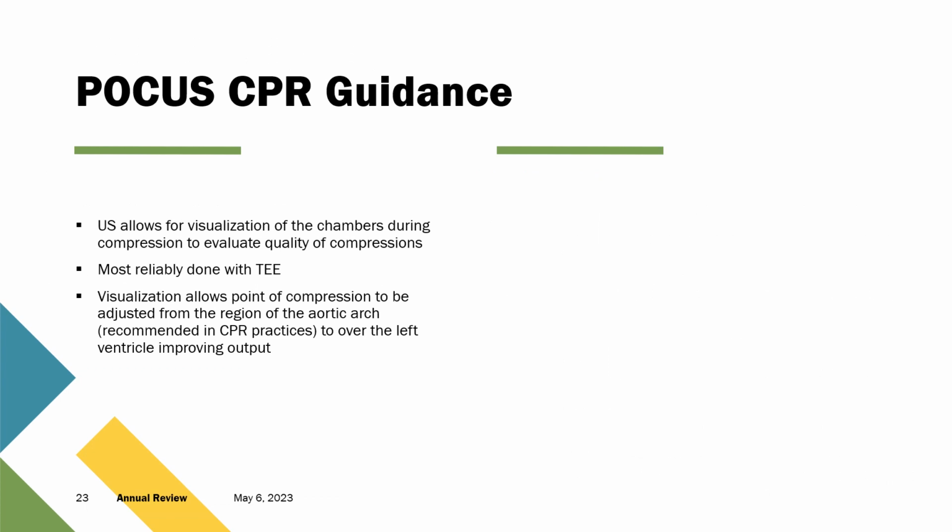So, point-of-care ultrasound CPR guidance. Ultrasound allows us also to visualize the chambers during compression and evaluate the quality of compressions. When you're following general BLS standards, most of the time the compressions are actually occurring over the left ventricular outflow tract, which is not the most efficient area for compressions. Most reliably with transesophageal echo, once you get the transesophageal transducer in there and start evaluating, you can see where the compressions are compressing the heart, and the sonographer can then direct the compressions to be moved over the site of maximal impulse to improve ventricular output while CPR is being administered.